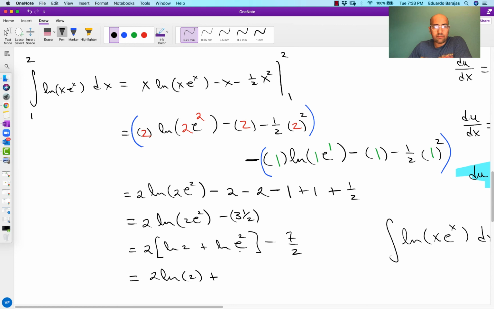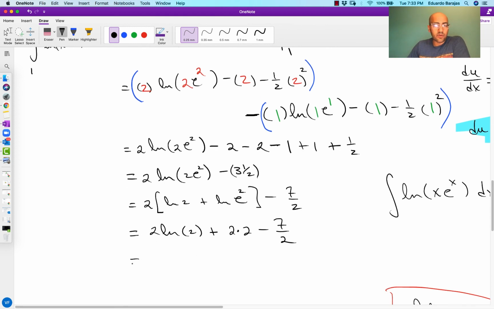So this is going to be equal to 2 ln of 2 plus 2 times 2 minus 7/2. I should have left it as a 3.5. It would have been easier to think about it that way. But at any rate, so then this just becomes 2 ln of 2, and then 4 minus 3.5. 4 minus 3.5 is just 1/2. So plus 1/2. So there's our answer.